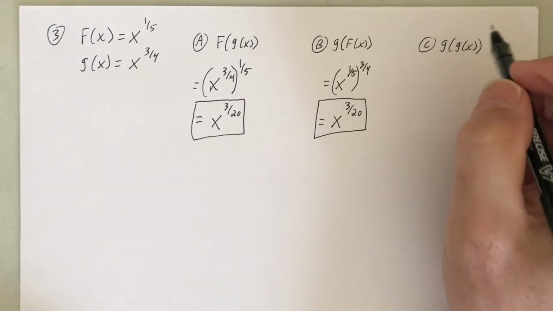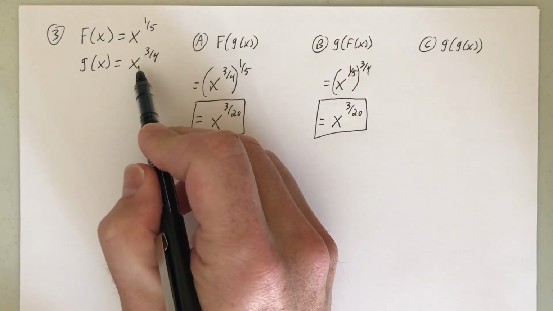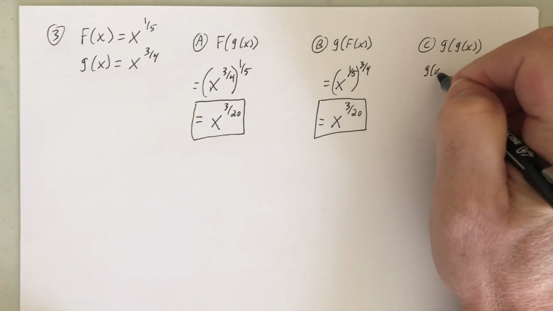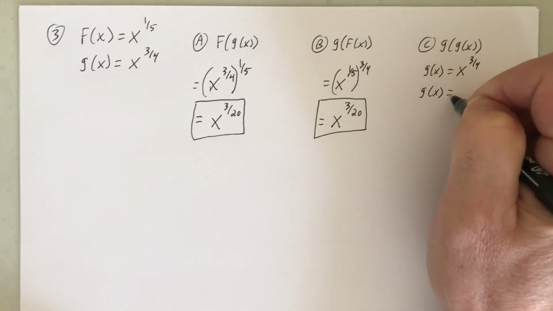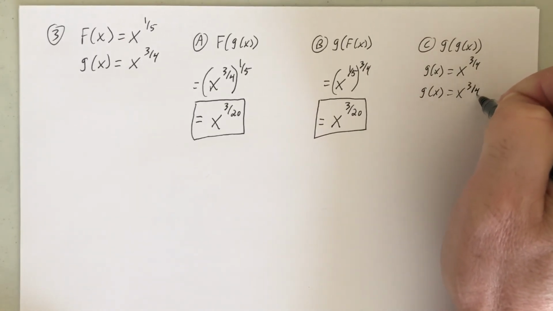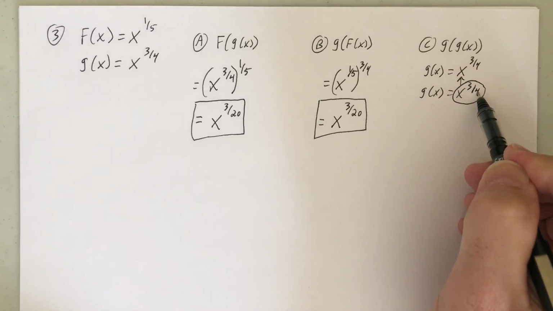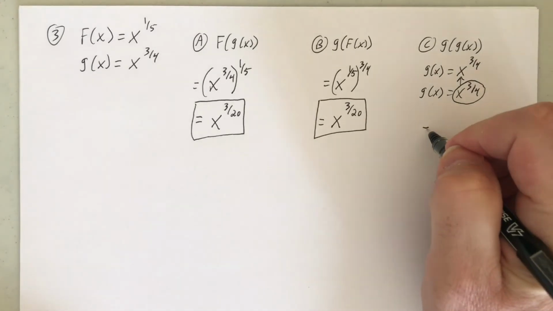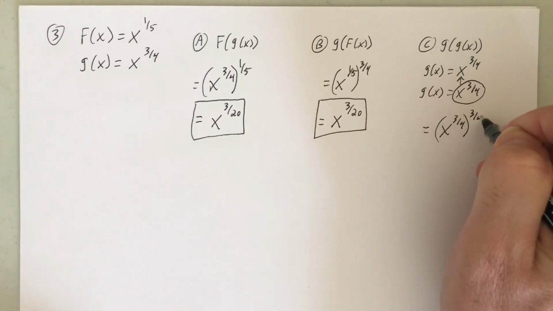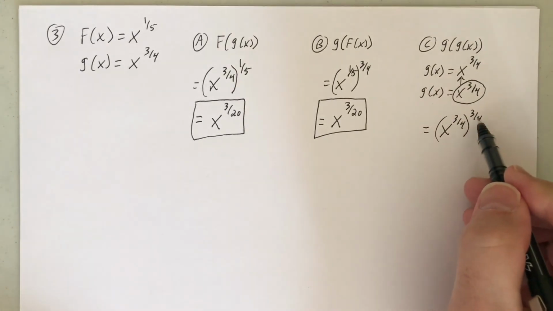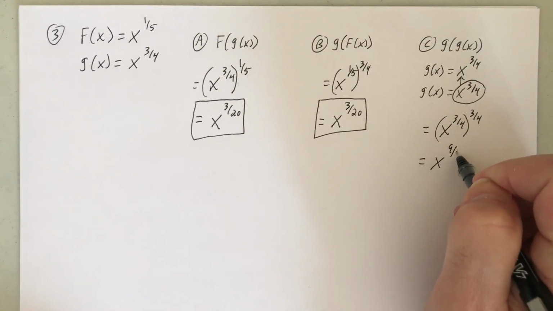All right, so let's look at g of g of x. Again, we're taking this and plugging it into itself. So if I write this out for an illustration, I'm going to write g of x twice. This is being plugged into itself. So x to the 3/4 is then just going to be raised to the 3/4 again. So it's going to look like this: x to the 3/4 being raised to the 3/4. And again, by the properties, we multiply those. So that gives us x to the 9/16.